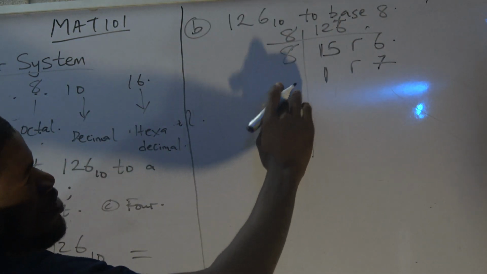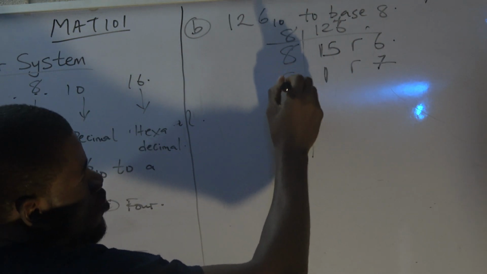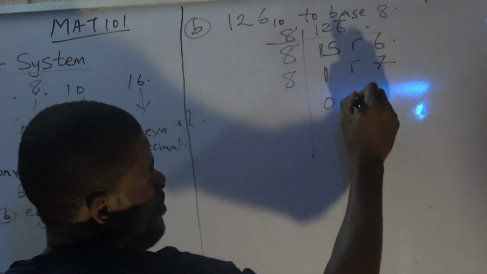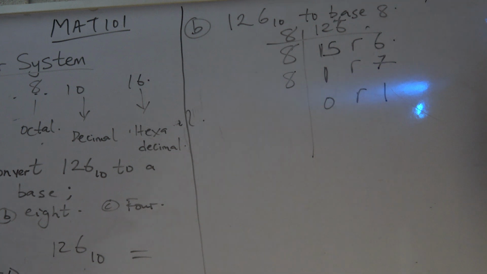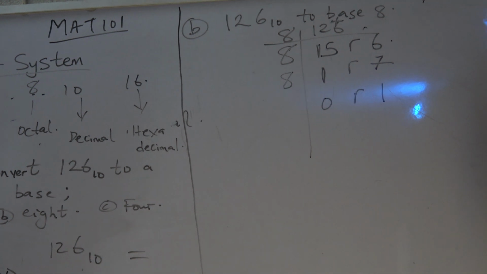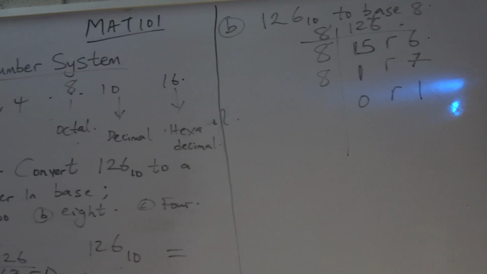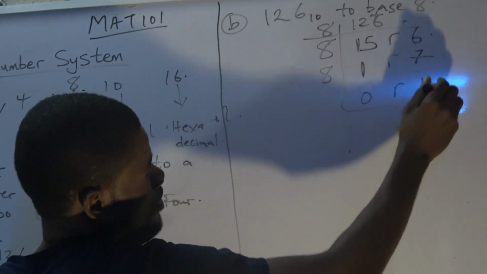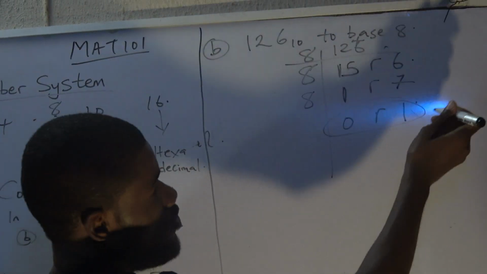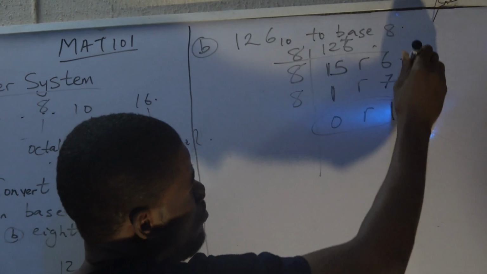Now this 8 has to still divide the 1. 8 in 1 is 0, remainder 1. You see, we still stop at the same last bus stop. So where you are going to stop is when you reach this point, 0, remainder 1. At this point, 0, remainder 1, you stop calculating. Now your answer obviously will go from down to up.